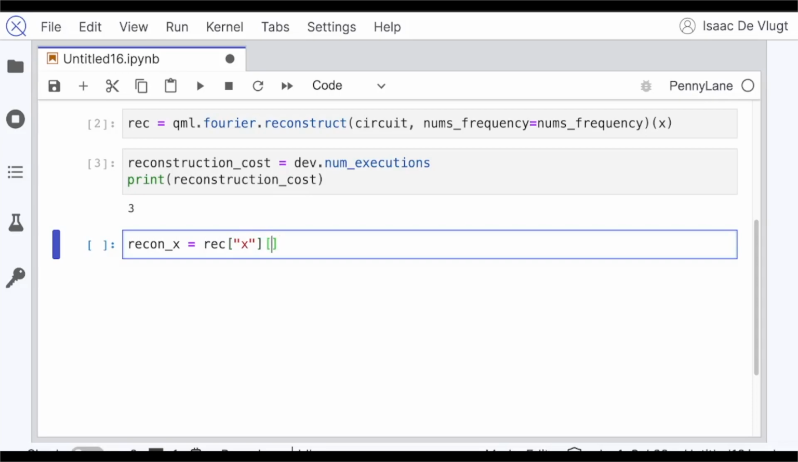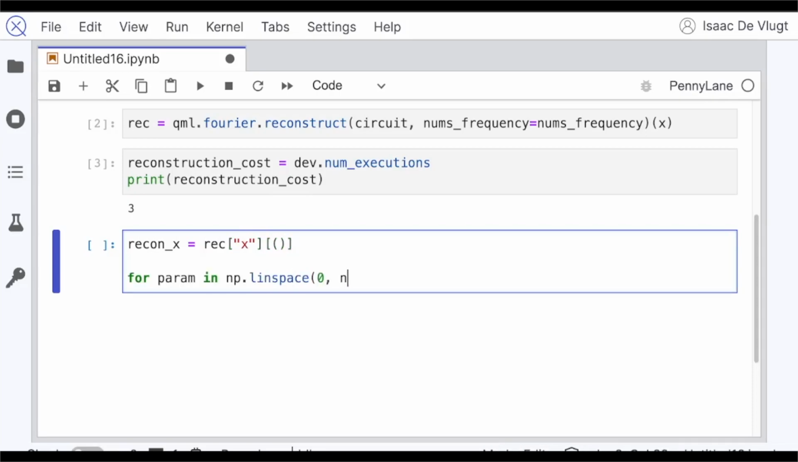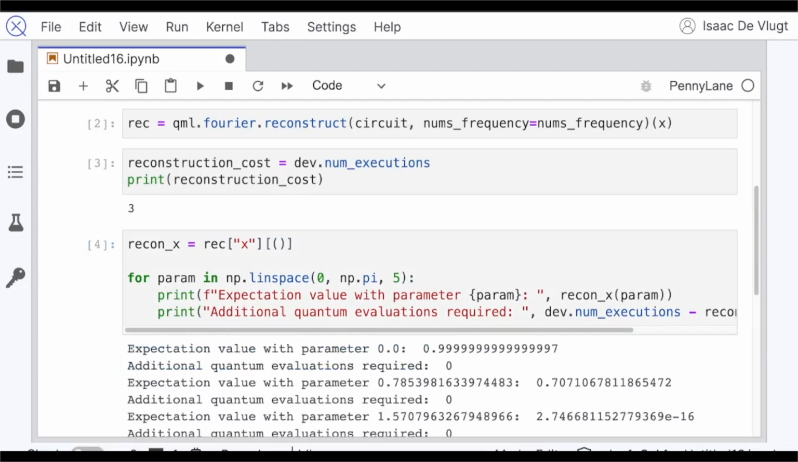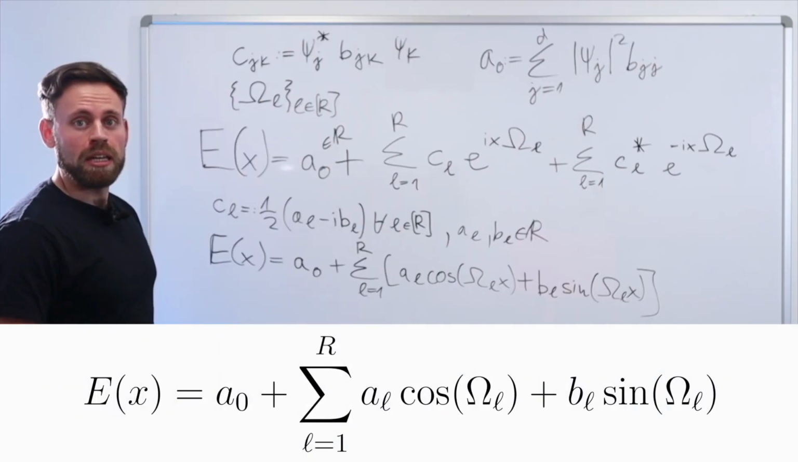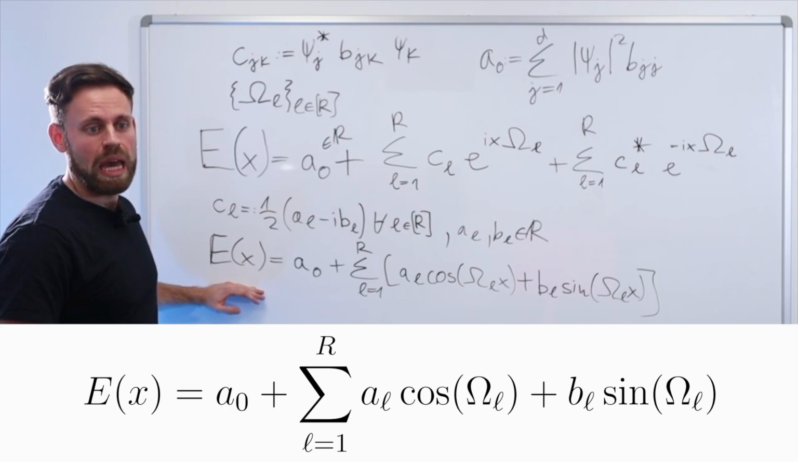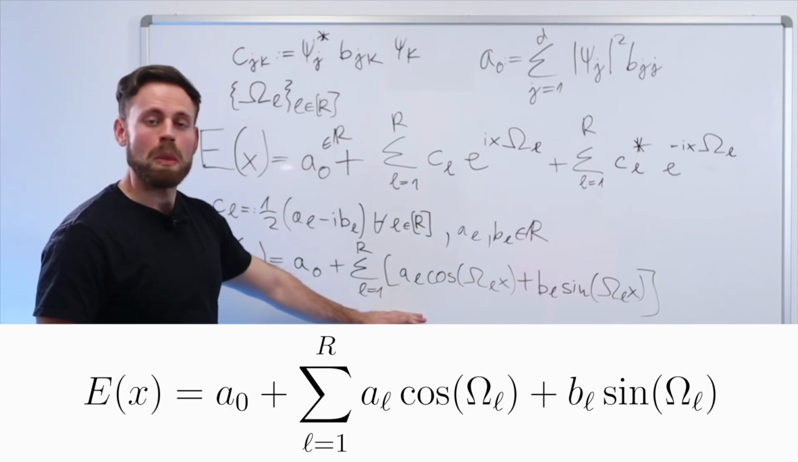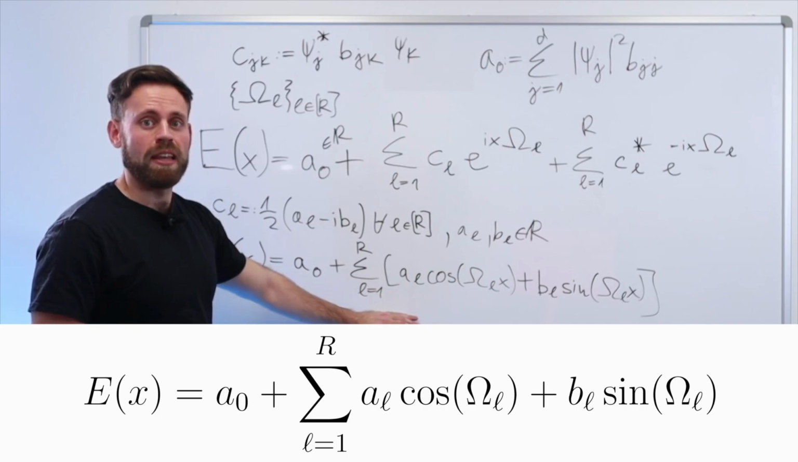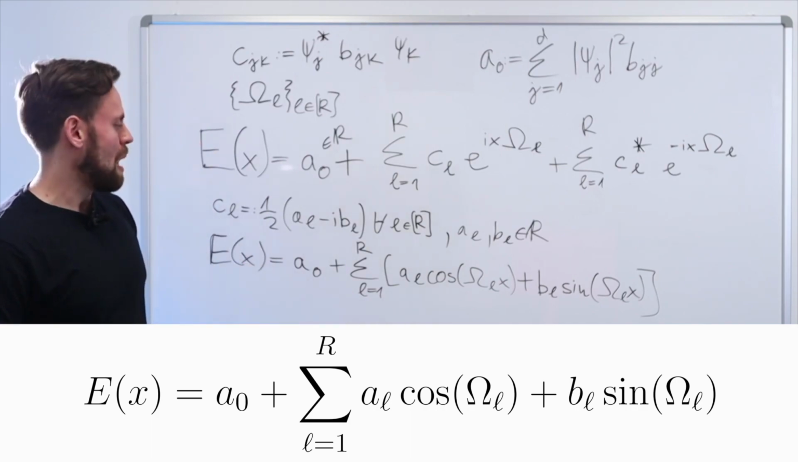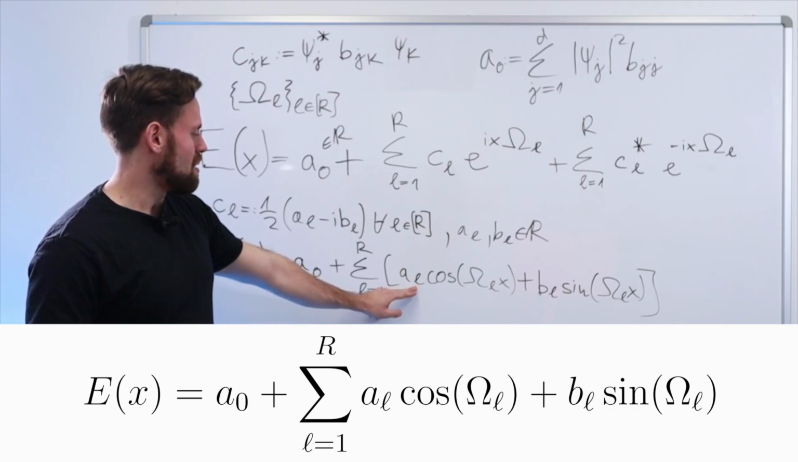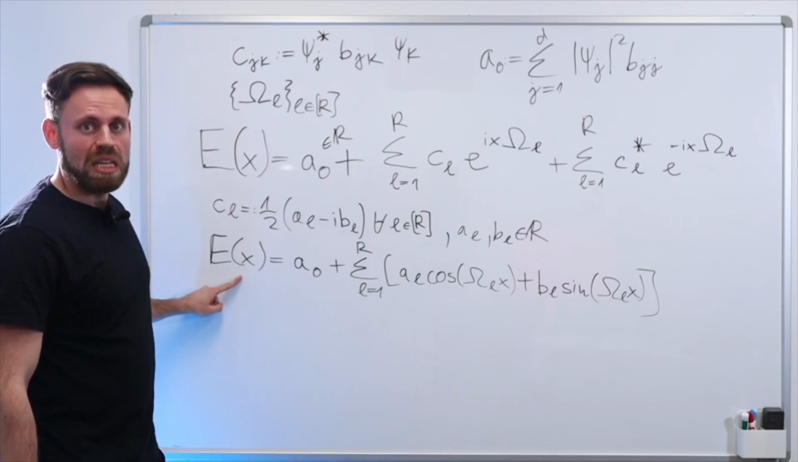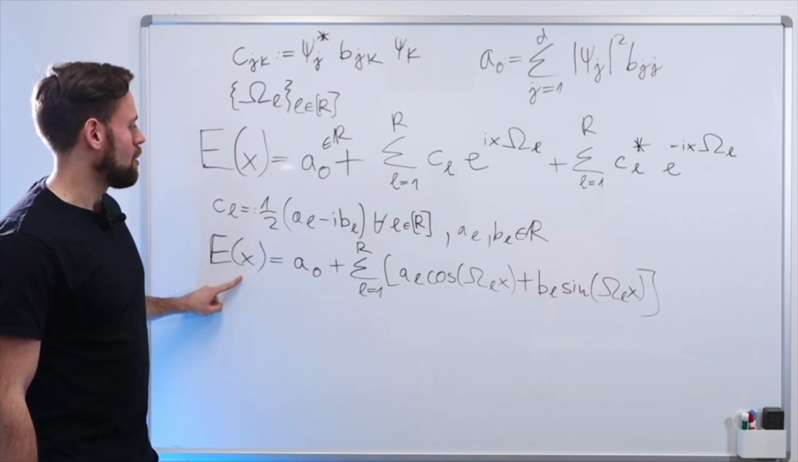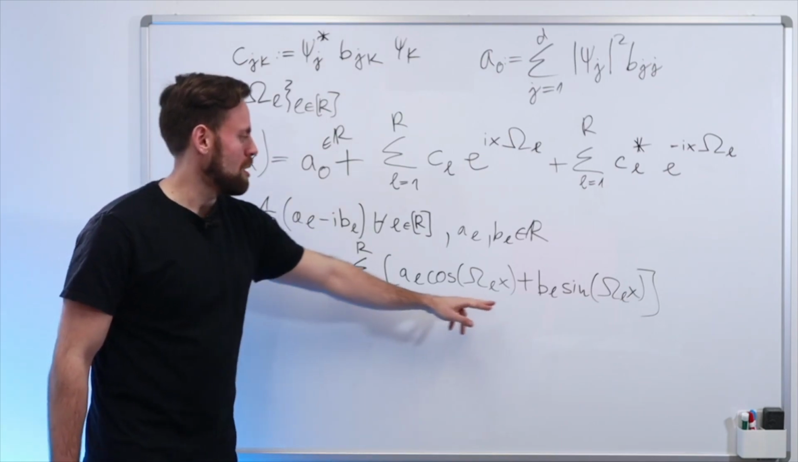However, once we have created the reconstructed form of the circuit and we call it many times after that, we accrue no extra quantum evaluations, meaning that we've evaluated this expectation value classically. So what we've done here is we've written the expectation value EX as a Fourier series, where this Fourier series will have finite terms. The cool thing about this is that in order to determine these AL and BL coefficients, we can evaluate the expectation value EX a finite number of times, and through discrete Fourier transform, we can determine these coefficients.